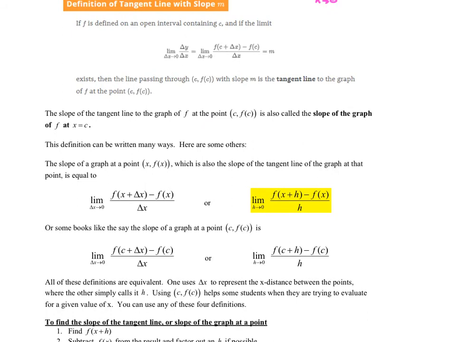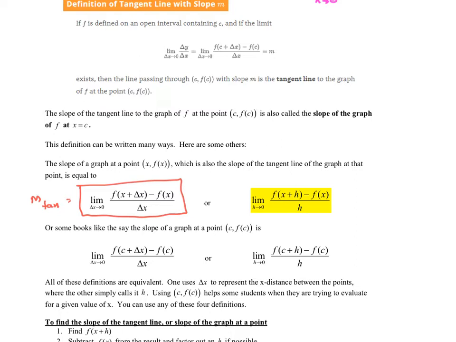They said, if that limit exists, let me actually go down, it's really right here. So if this limit exists, the limit as delta x approaches 0 of f of x plus delta x minus f of x, all over delta x, that's called your difference quotient. The limit of the difference quotient, if this exists, is your slope of the tangent line.